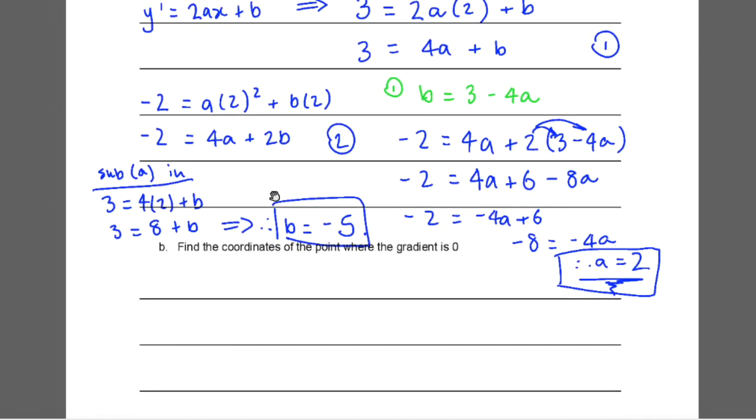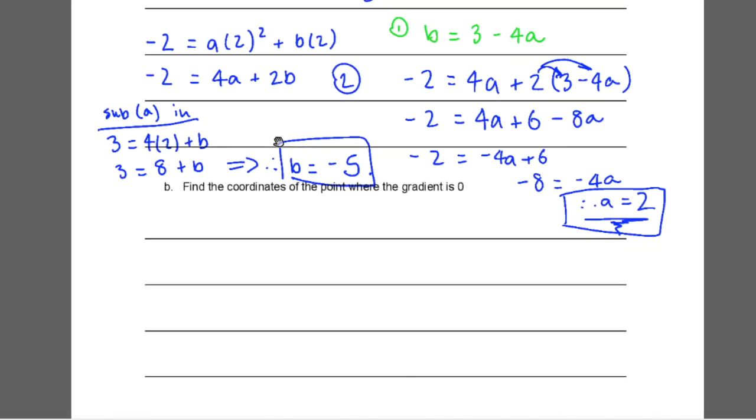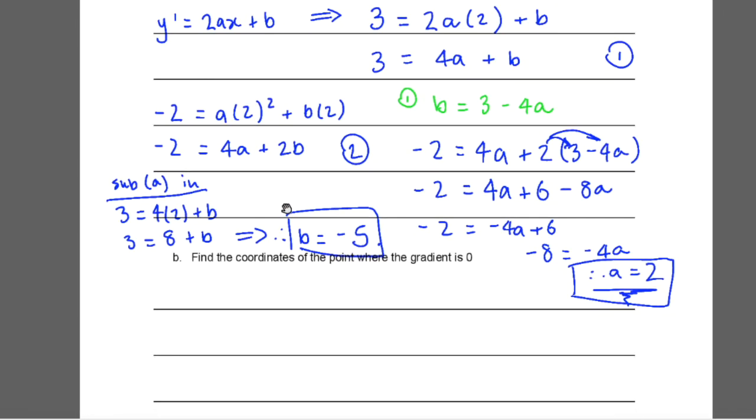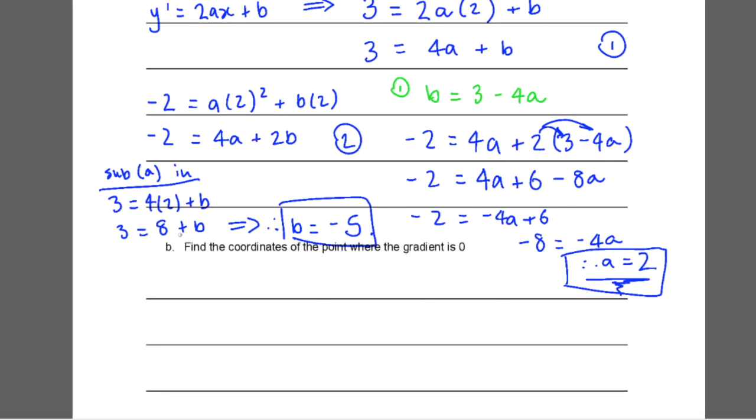Find the coordinates of the point where the gradient is 0. Okay, that should be straightforward enough. We just have to let the derivative equal 0. I'll just rewrite the derivative so we're clear: 2ax plus b. Okay, we need to let the derivative equal 0. Well, we know the a values and the b values as well now.